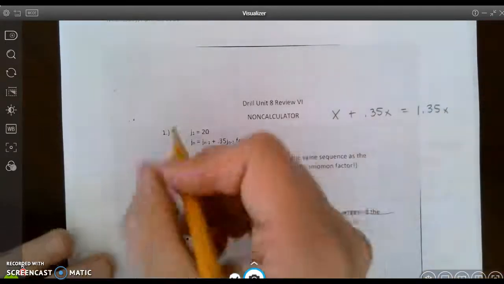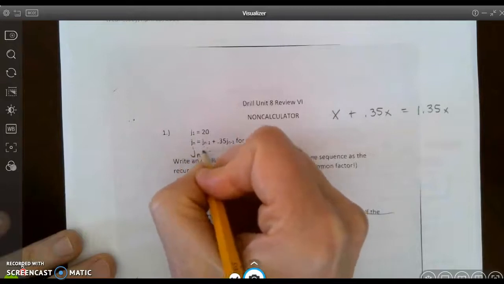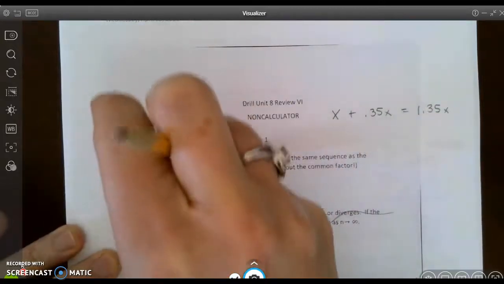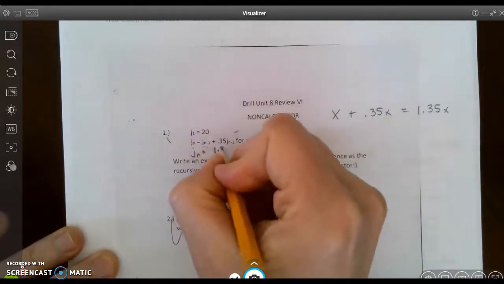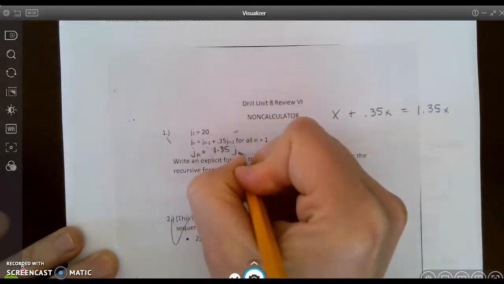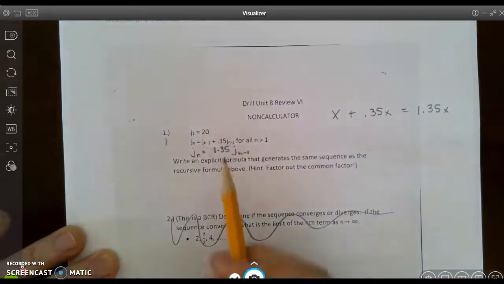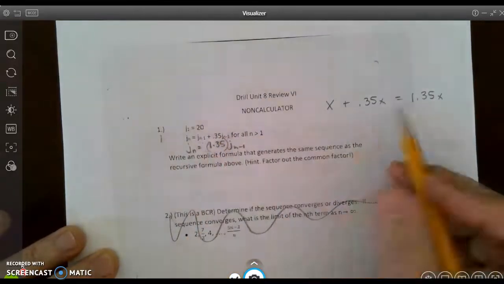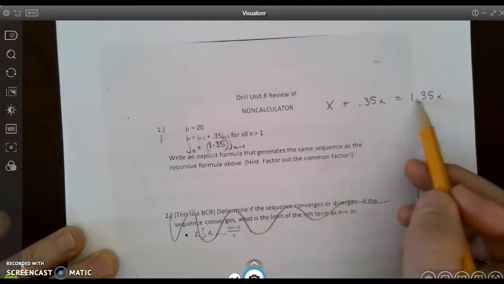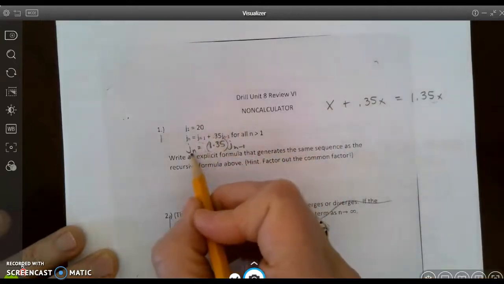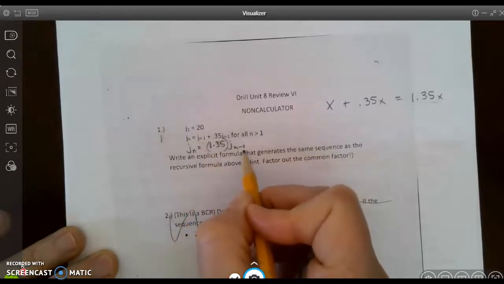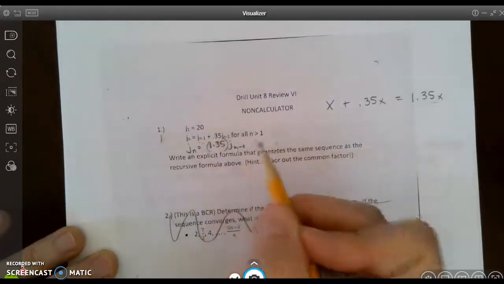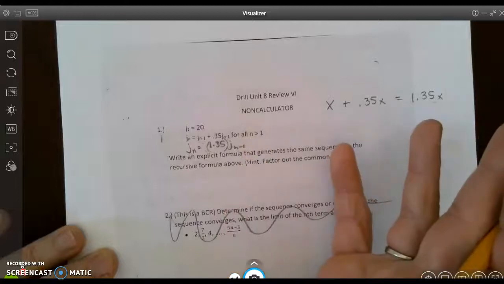1.35x. Maybe think of this as j sub n equals 1.35 j sub n minus 1. Maybe think of it that way, and it's being multiplied, just like this right here is being multiplied. So j sub n equals 1.35 times the previous term. That might be one way you think about it.